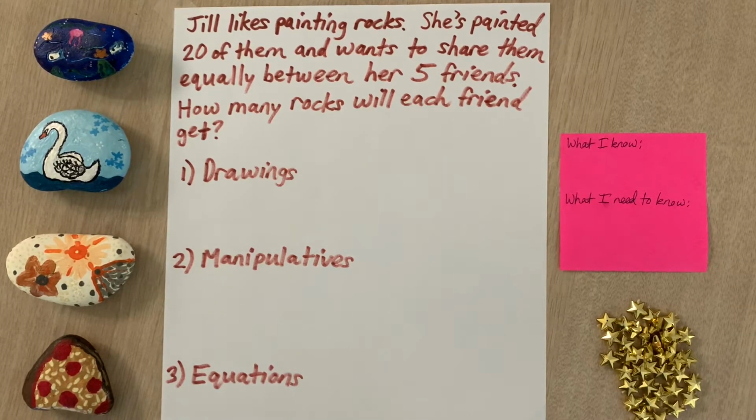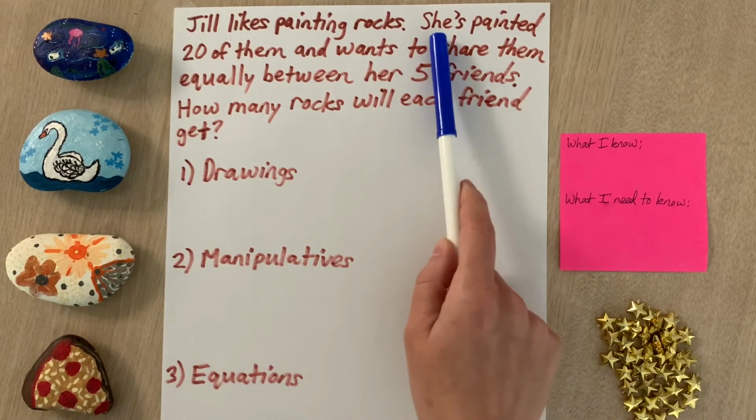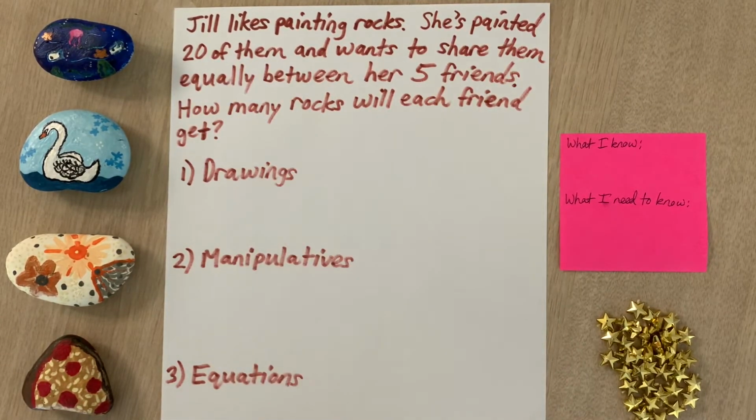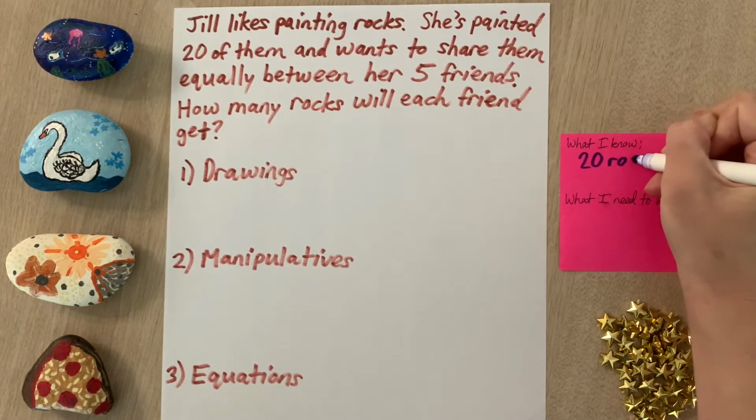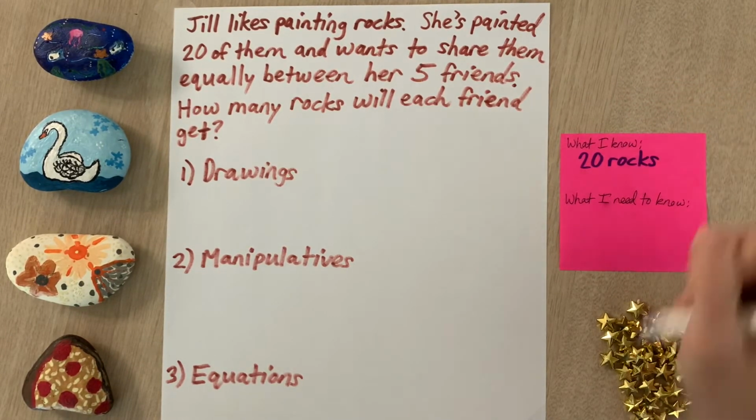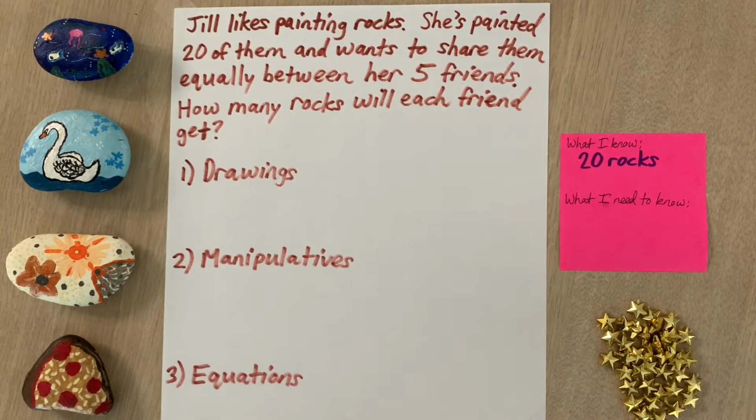Okay, so first let's fill out our part about what I know. So what information do we already know based on our word problem? Well, we know that there's 20 rocks because it says she's painted 20 of them. So let's write 20 rocks. 20 rocks is kind of like our total, the number that we start out with. So 20 rocks. Now what else do we know from the word problem?